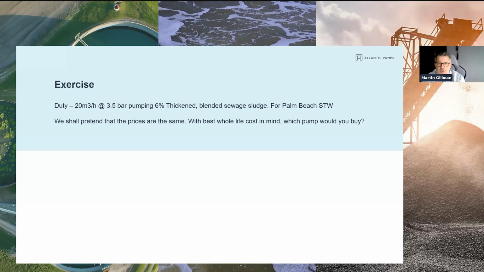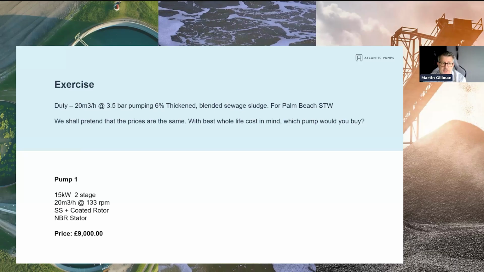So we'll pretend the prices are all the same. So with the best whole life costs in mind, which pump will you buy? Let's just do this for a bit of fun. Is it number 1? I'll read it out for you. 15 kilowatt pump. It's 2-stage.